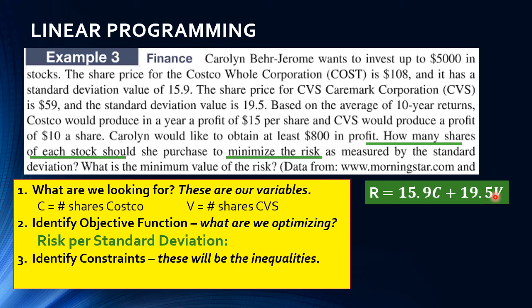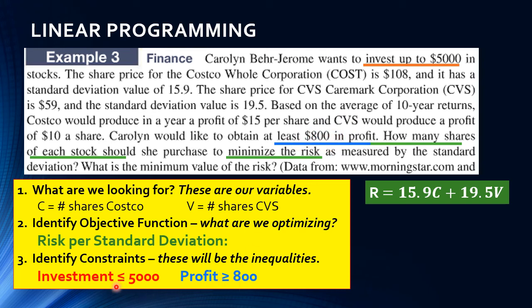Then we have to identify the constraints, right? What are our constraints? How much money does she have to spend? Usually that's always a constraint. Carolyn wants to invest up to $5,000 in stocks. So that's our first one. What else does she have? I'm sorry, I went blank there. She wants to have at least $800 in profit. She invests up to $5,000, so this is less than or equal to $5,000. And she wants at least $800 in profit, so this is greater than or equal to $800.